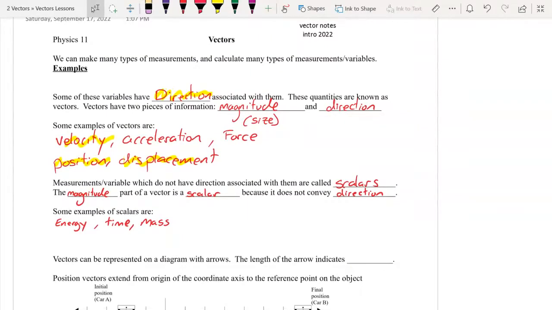What makes a vector is that it has both a size and a direction, right? So the word magnitude and size are the same. It means how big the vector is. So for example, we could say the velocity of a car is 13 centimeters per second and then east. So here we have both magnitude, or size if you rather, and direction.